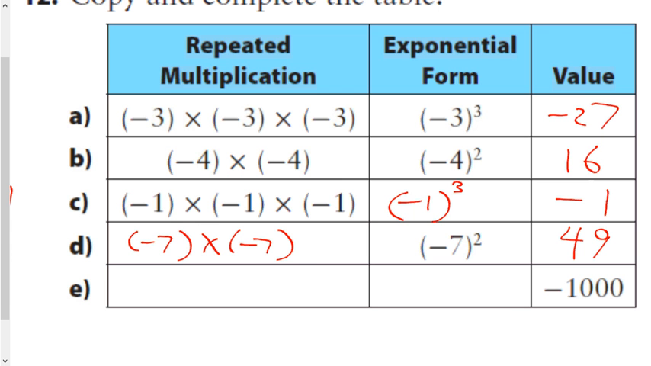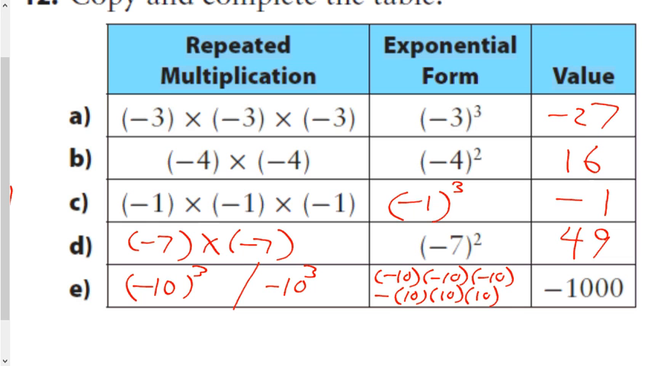And finally, negative 1,000. You can have one of two answers, negative 10 in brackets cubed, or if you wanted to, you could have negative 10 cubed without brackets, and that would work as well. The first one in repeated multiplication would be negative 10 times negative 10 times negative 10. The second one would be the opposite of 10 times 10 times 10. Either way, you get a standard form of negative 1,000.